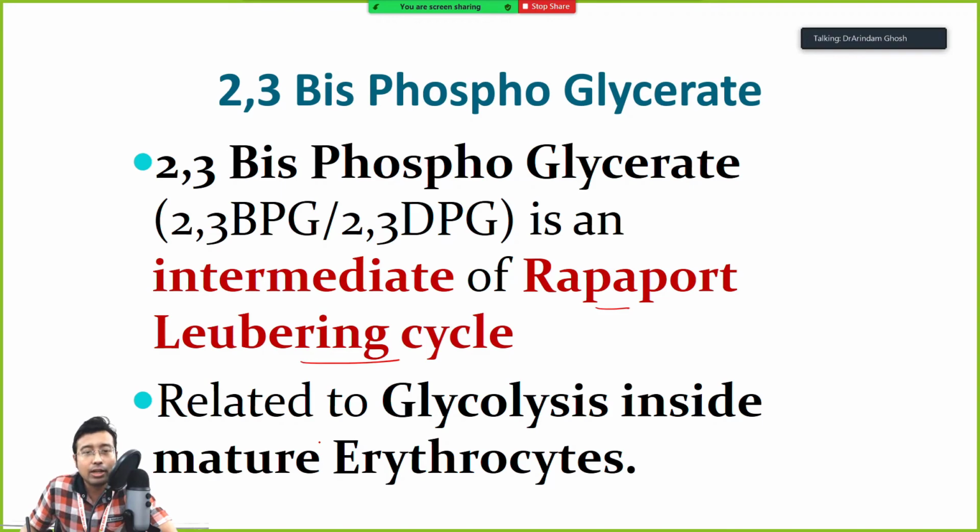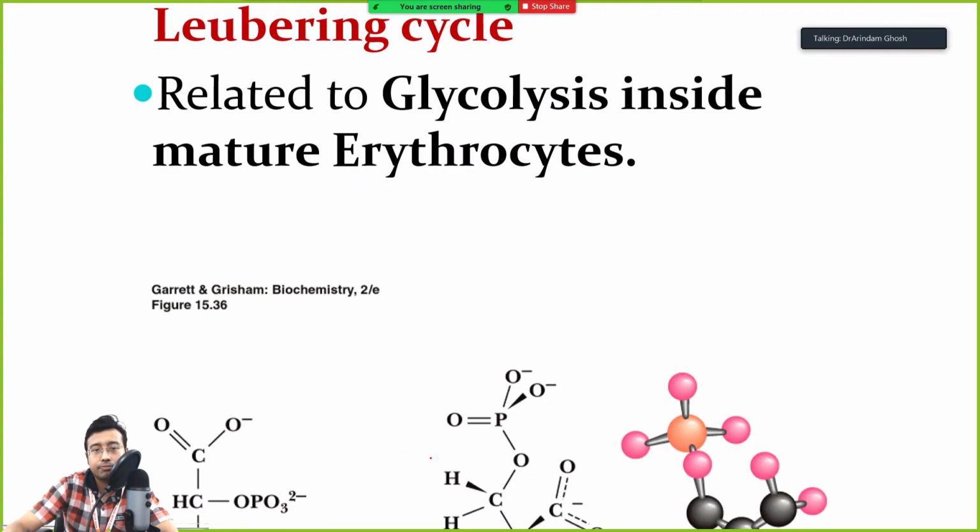You know, in mature erythrocytes there are no mitochondria. There is no nucleus even. So the only thing that is happening is glycolysis. There is a very important role of glycolysis in oxygen carrying capacity, and this is the connecting factor. 2,3-BPG formed in the Rapoport-Luebering shunt during glycolysis helps in unloading of oxygen.